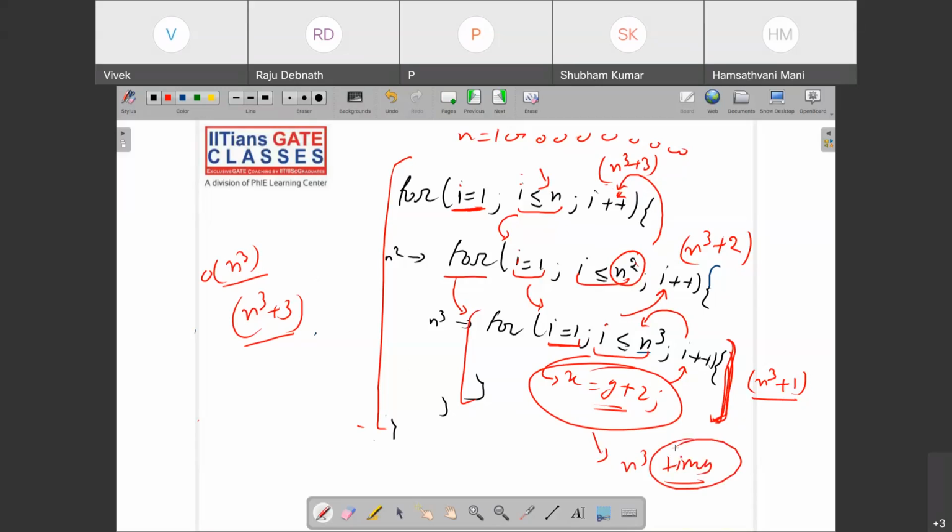So focus on the detail also. Here we are using just the same variable I. We are not using i, j, k, or p, q, r, or some three different variables. So the value of I at the end of this whole code snippet will be n cube plus 3. And this for loop will be executed only once. This innermost for loop will be executed n cube times. This for loop will be executed only once. This will be executed only once.